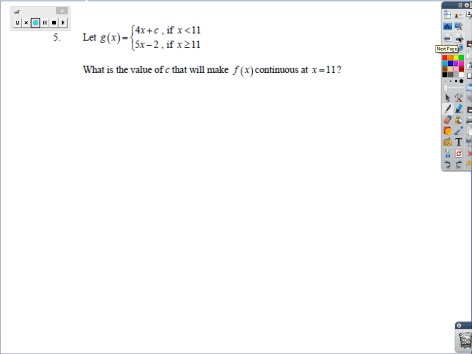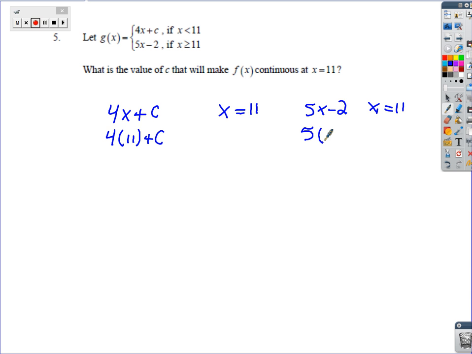Same thing again with number 5. You have 4x plus c. So you're going to substitute 11 for x, so you're going to get 4 times 11 plus c. And for 5x squared minus 2, you're going to substitute 11. So it's going to be 5 times 11 minus 2.